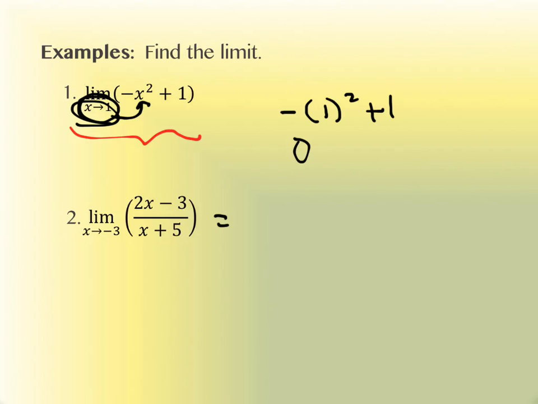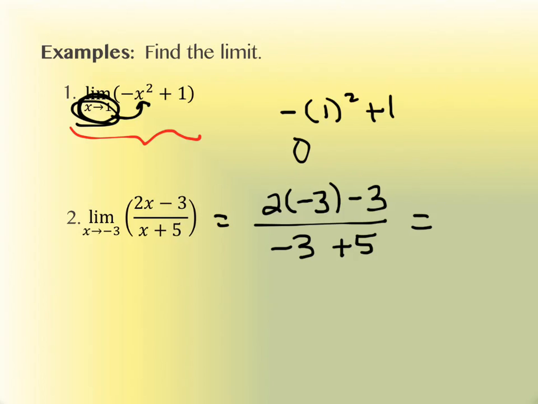Excellent. So if it's going to work, it means that we can just plug the value -3 in for all our x's. So I have 2 times -3 minus 3 over -3 plus 5. If it's going to not work, it's probably not going to not work in the denominator. That is, the denominator would end up being what? 0. Is this denominator going to be 0? No. So we're probably going to be okay.